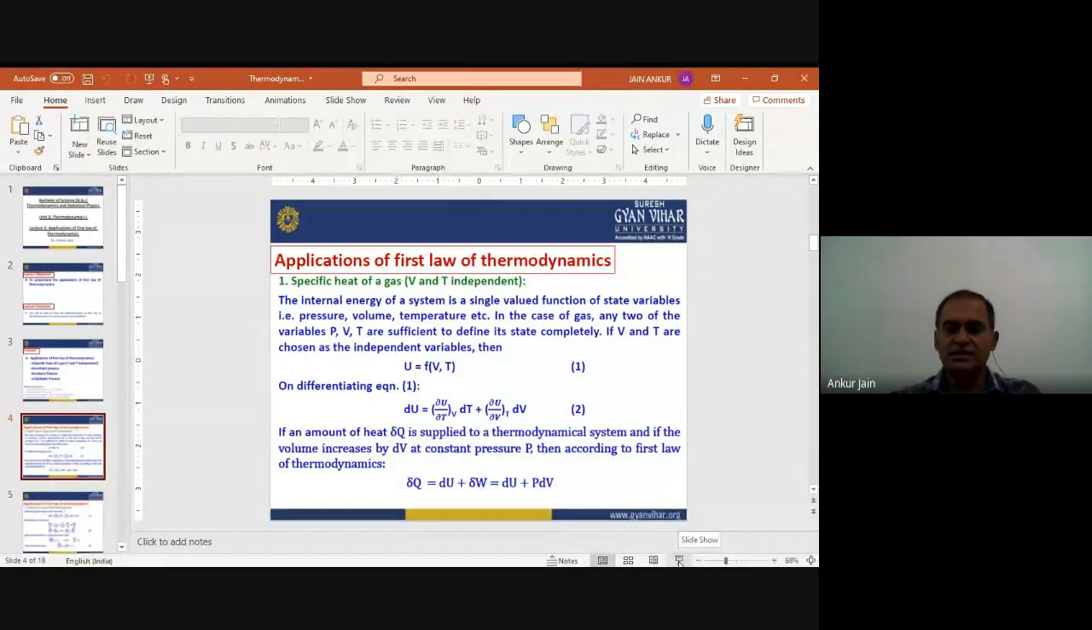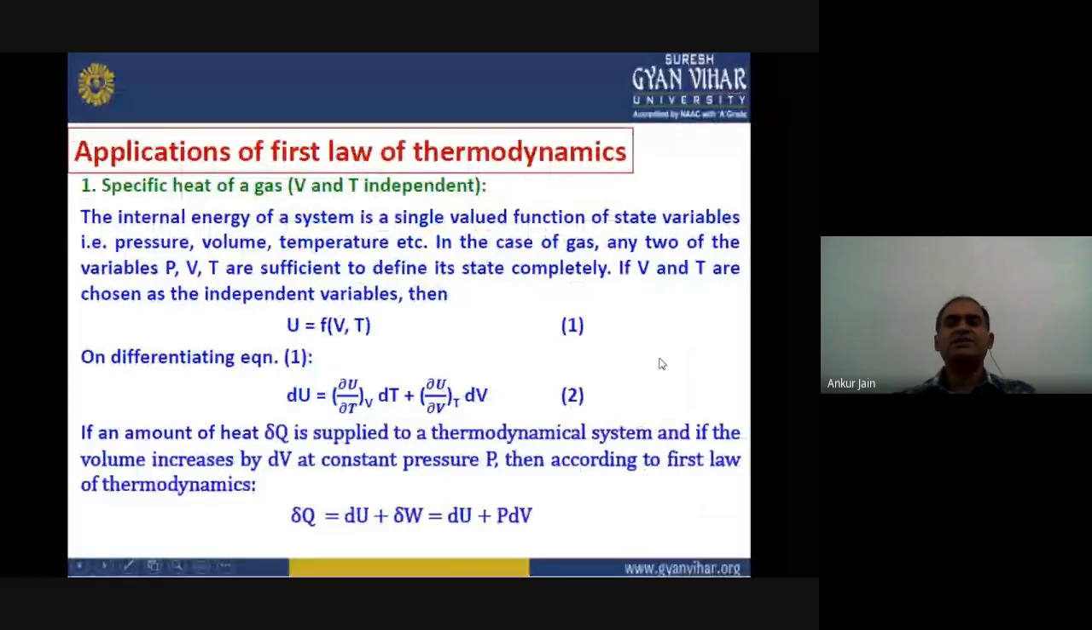Now, if we consider the case of any gas, out of these variables any two are sufficient to define its state completely. We can define the state of a gas using pressure and volume, volume and temperature, or pressure and temperature. So two variables are enough to define the state. Here we are considering that V and T are the variables defining the state of the system.